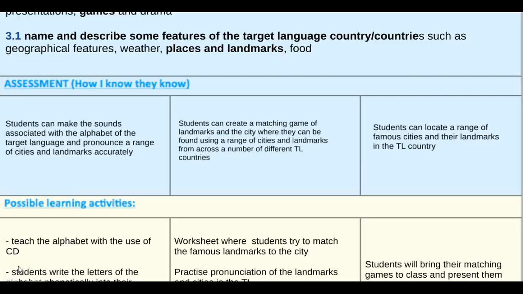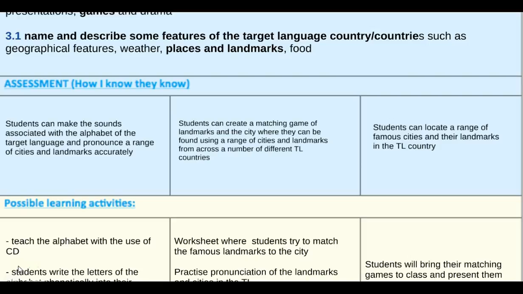For our second learning outcome, 2.2, apply all language learning to creative activities such as producing simple games, we decided as a department that students would demonstrate their learning by applying what they know in creating a matching game of landmarks and the cities where that landmark can be found. They must use a range of cities and landmarks from across a number of different target language countries.